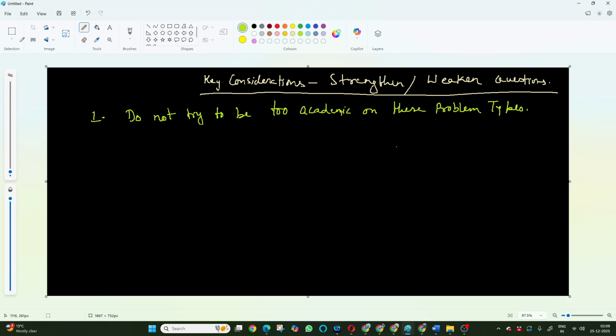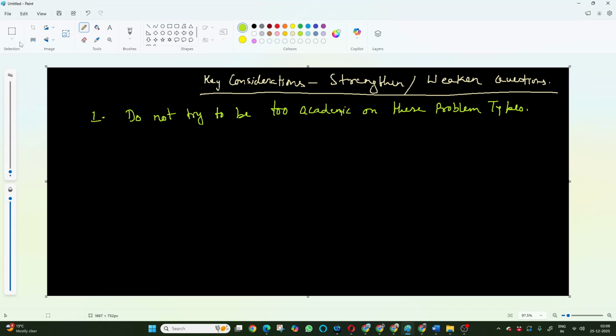Unlike some of the other GMAT CR questions, such as inference, conclusion, or must be true, that require you to use formal logic, on strengthen and weaken questions, you need to use real world thinking. You should not be using formal logic. Any attempt to approach these problems in a rule-based or deductive way is going to be counterproductive.